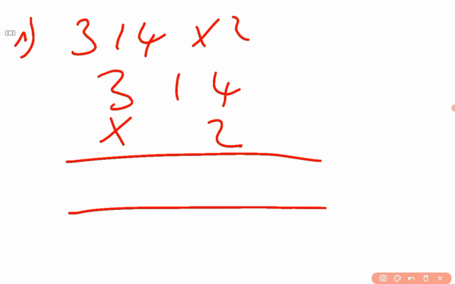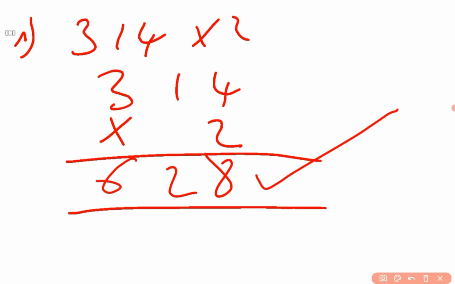So let's go. 2 times 4. 2 times 4 is 8. Then now 2 times 1. 2 times 1 is 2. Then finally 2 times 3. 2 times 3 is 6. That's your answer.